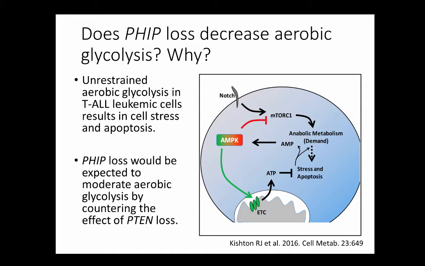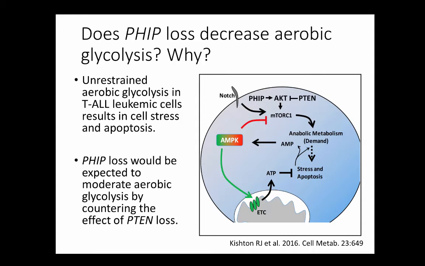So does PHIP decrease aerobic glycolysis, and if so, why? It seems to be a very beneficial pathway to most cancers. However, in contrast to those cancers, including metastatic melanoma, it's been shown that unrestrained aerobic glycolysis results in excessive cell stress and therefore apoptosis. So, at least in some types of T-ALL, it relies on this protein AMPK to basically down-modulate that aerobic glycolysis to relieve some of that stress.